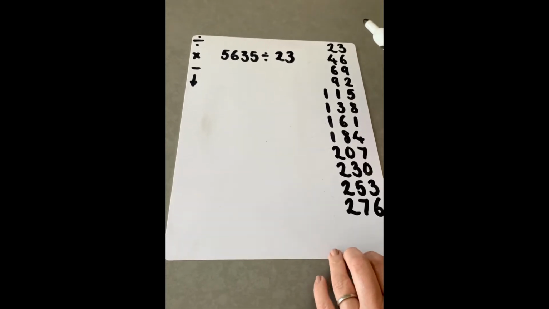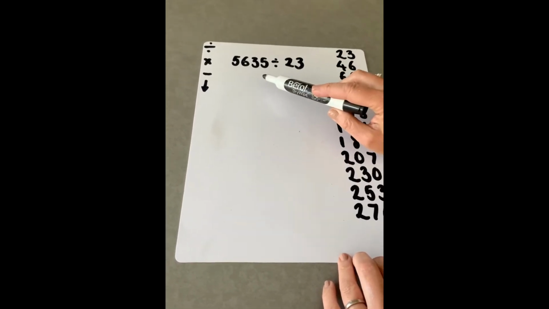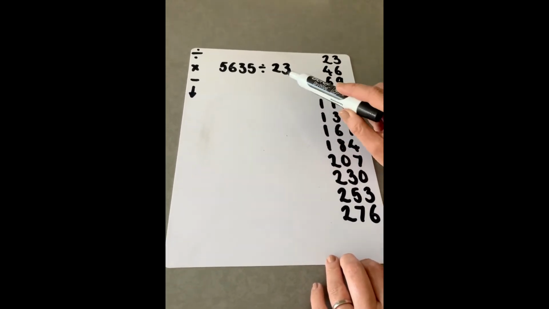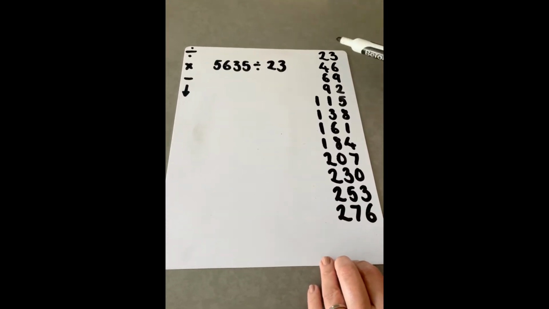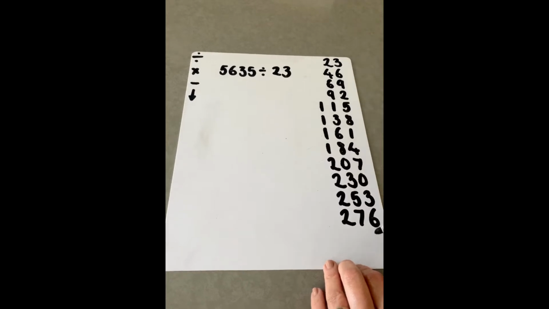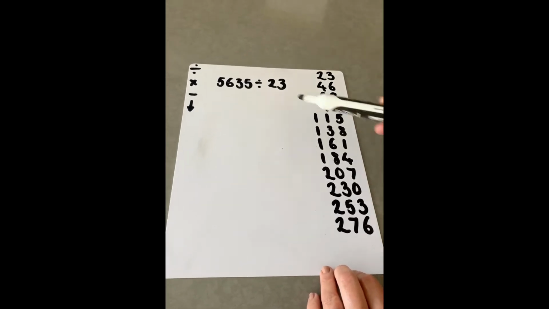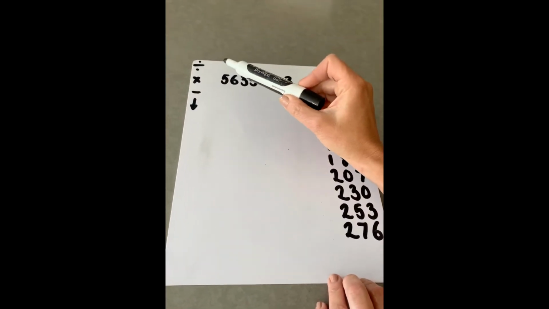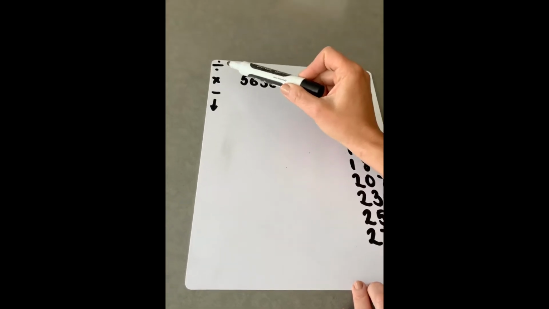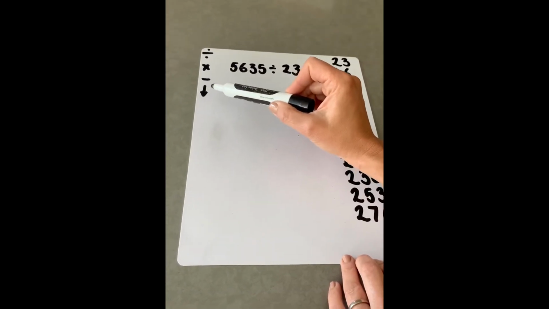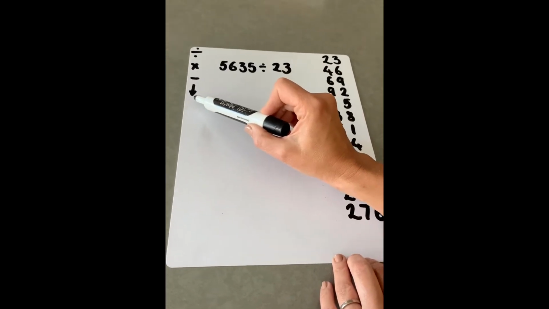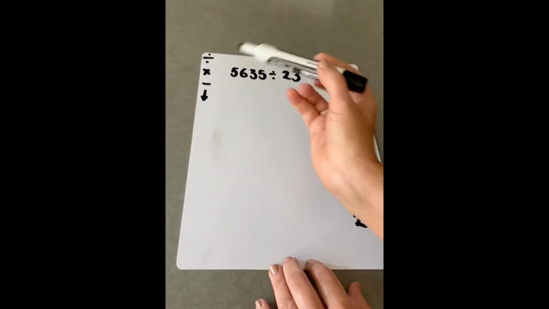Okay, so we've got the calculation 5,635 divided by 23. Now I know my 23 times table because we wrote it down a few moments ago and I've left that on my board here. I've also jotted down the 4 operations that are going to help me get through this calculation. Divide, multiply, subtract. They're not officially an operation, but still an action that we'll do, which is to drop down the number.